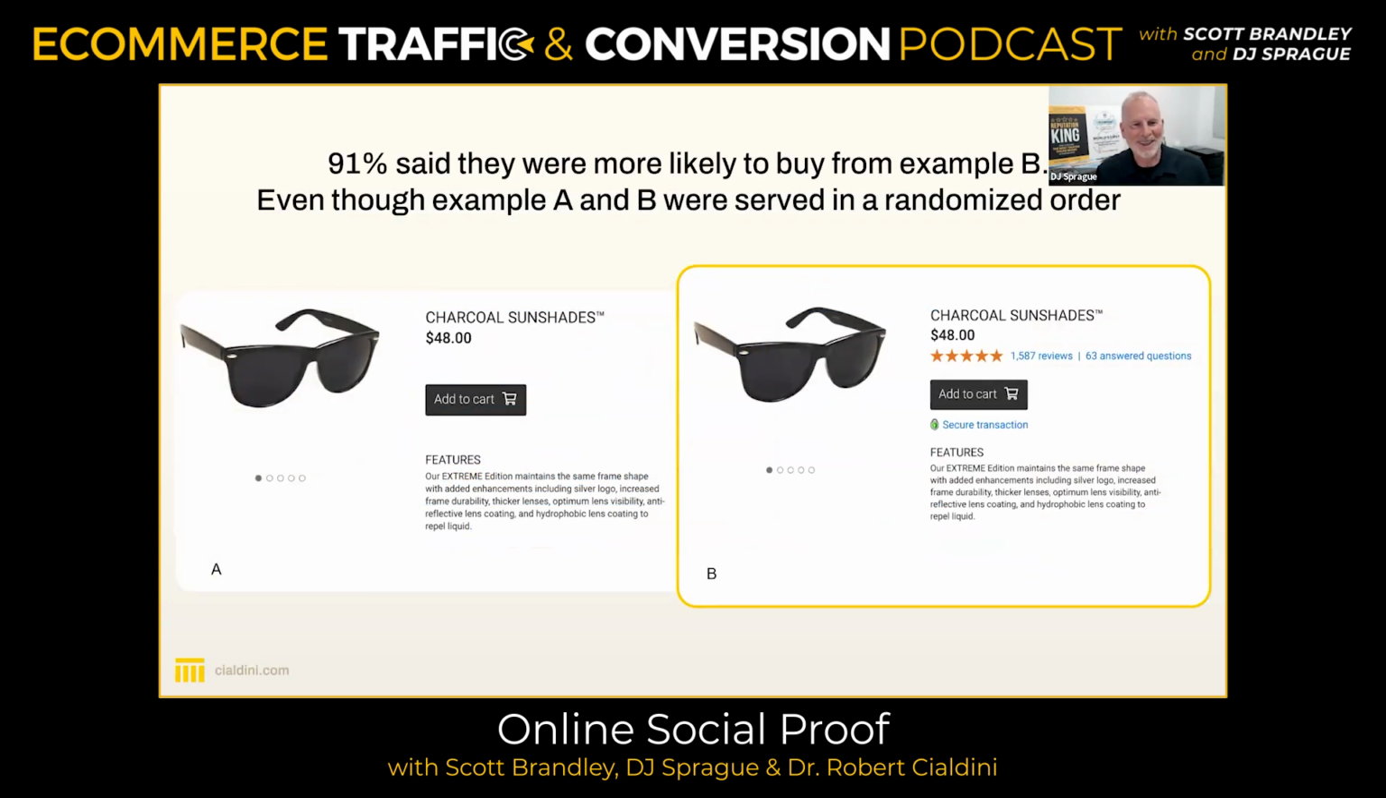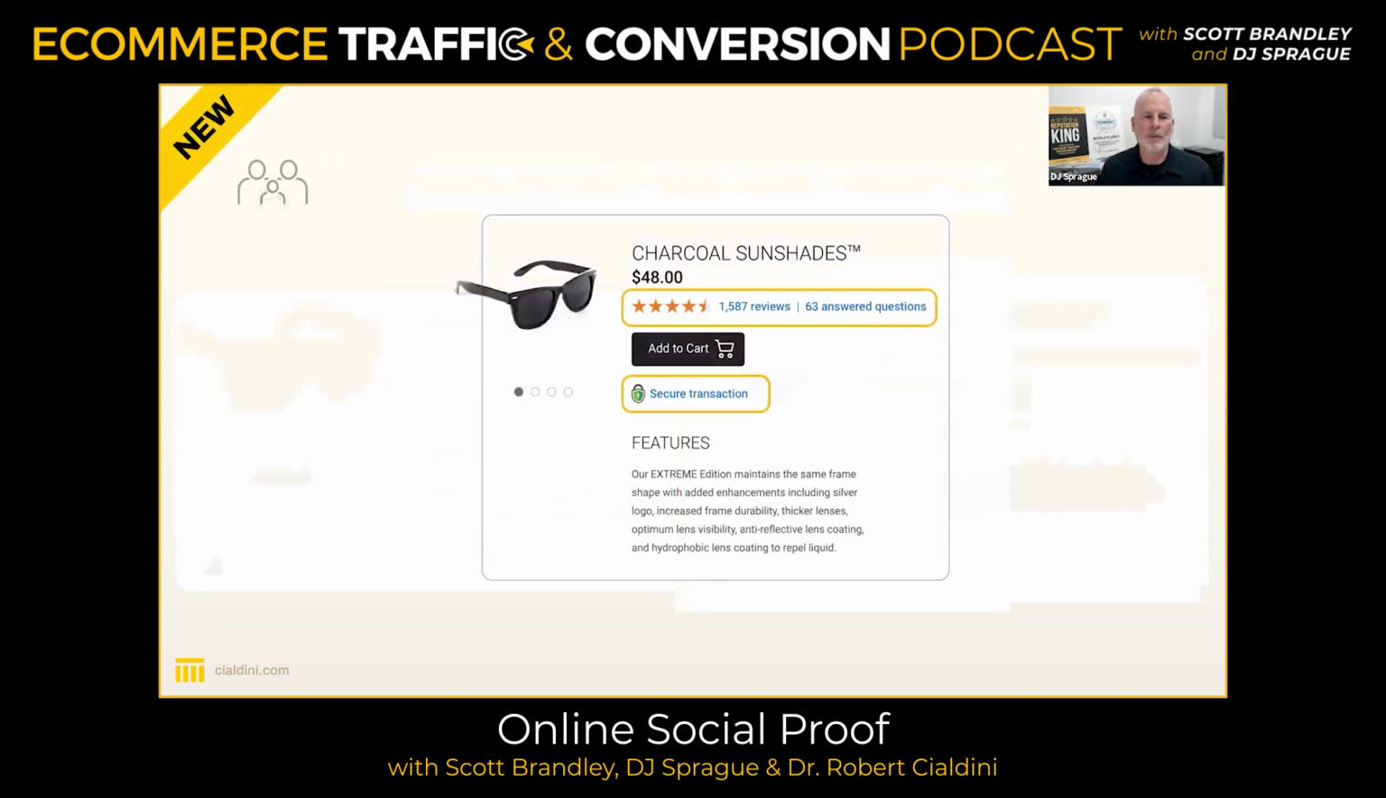So we went back to our surveys and our research, and we wanted to ask the market, which of these 2 product pages would you prefer buying from, A or B? And these are randomized, so there was no order bias in the survey results. And 91% said they would rather buy from B, which includes the reviews, the Q&A, and the secure transaction seal. And most likely it's because of the familiarity.